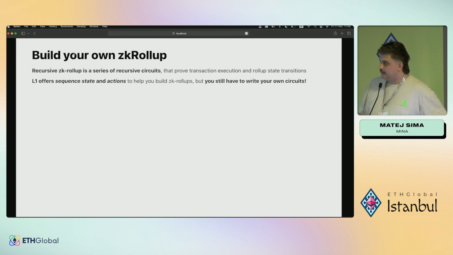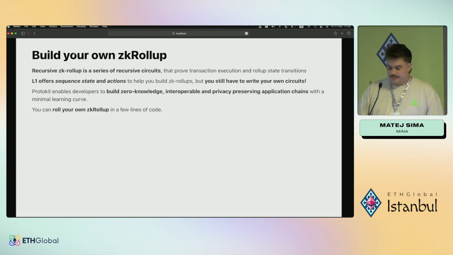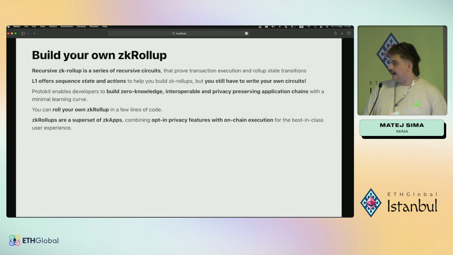If you want to do this on the L1 with smart contracts, there are some built-in primitives for sequencing or mempool management, but you still have to write your own circuits. With Protokit, you can build zero-knowledge, interoperable, and privacy-preserving application chains or ZK rollups with no learning curve. You can roll your own ZK rollup in a few lines of code. And one thing that I want to mention is that if you write a ZK rollup, not a ZK app or the L1 smart contract, it's going to be a superset of what's possible with the L1 smart contract. So you will preserve all the privacy features of off-chain execution and have new features thanks to on-chain execution.